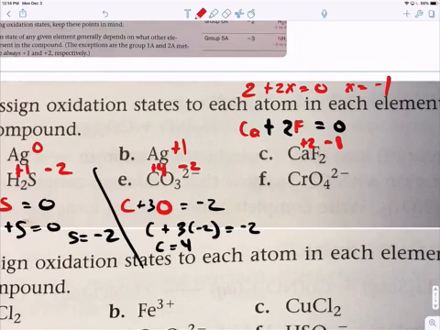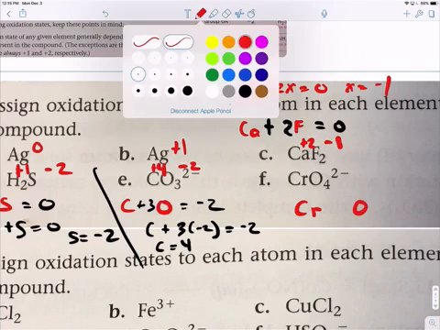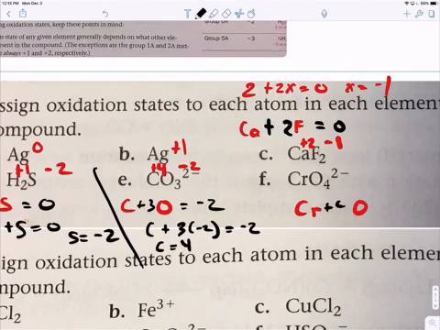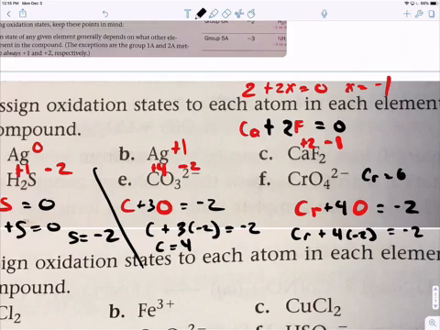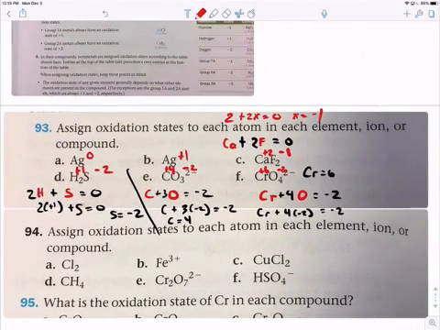And then the last one, same rule. Chromium plus 4 oxygens equals -2. Oxygen tends to be -2, so plus 4 times -2 equals -2. 4 times -2 is -8. 8 on both sides, chromium equals 6. So that means chromium is +6, oxygen is -2. So, how are we doing so far? Anybody have any questions with this?